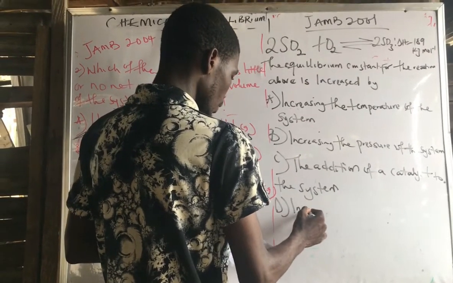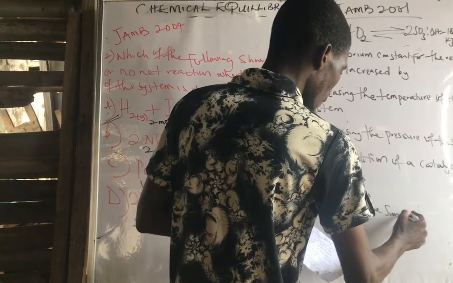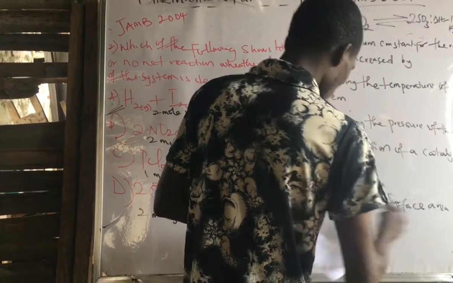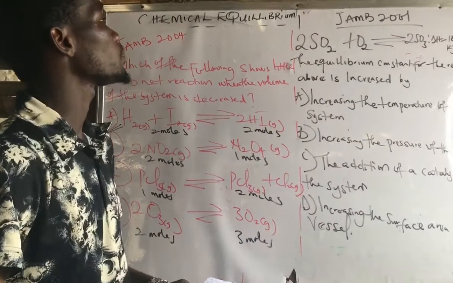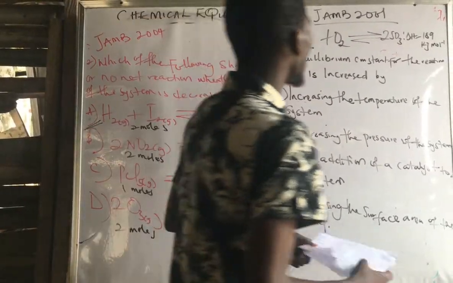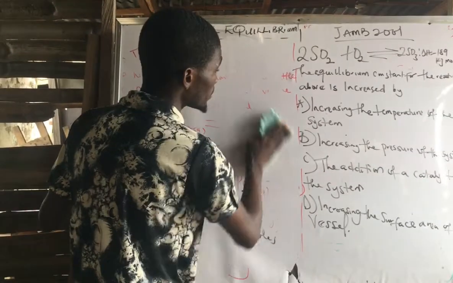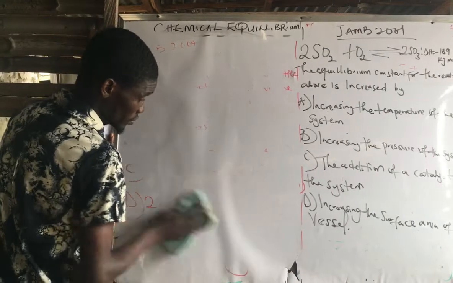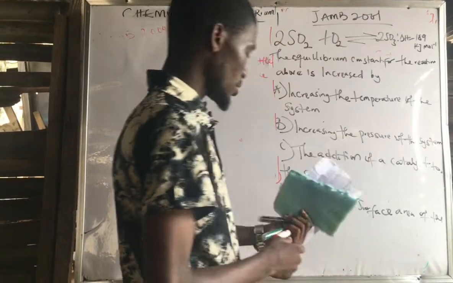D, increasing the surface area of the vessel. So now, they said the equilibrium constant for the reaction above is increased by: A, increasing the temperature of the system; B, increasing the pressure of the system; C, the addition of a catalyst to the system.